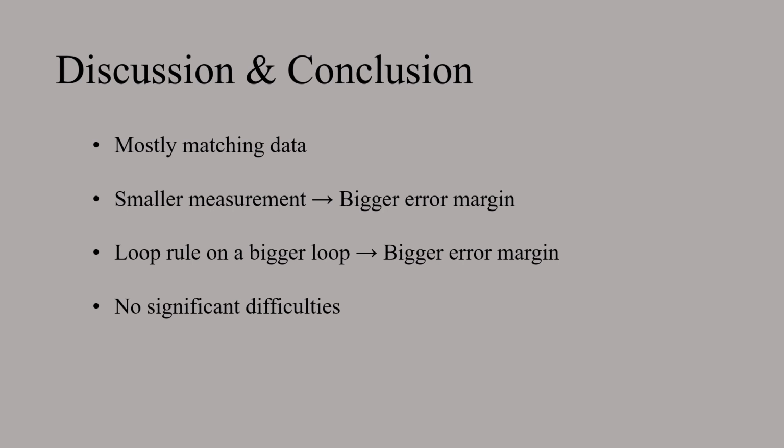And it can be observed that smaller measurements caused a bigger error margin. That is because smaller measurements challenge more the accuracy of the multimeter. And table 3 shows us that the bigger the loop is, the bigger the error margin is, because all these small error margins add up on a loop rule application. And there weren't any significant difficulties with the experiment. I believe that was because the experiment did not need much human work.